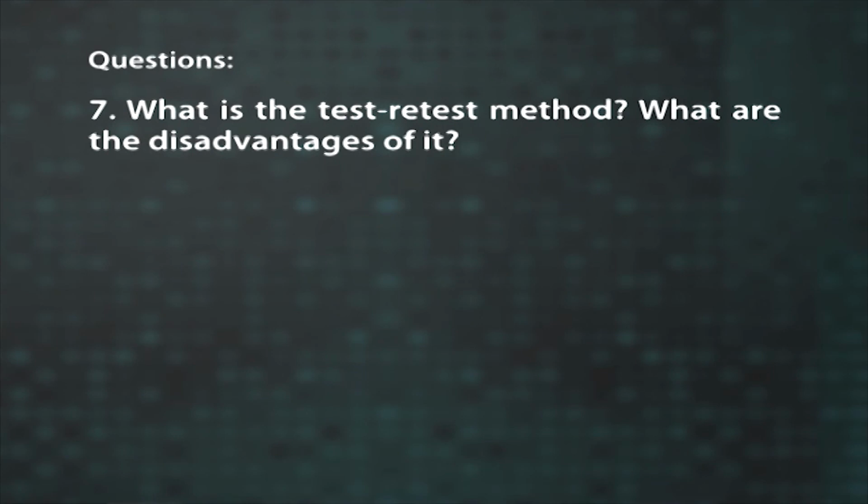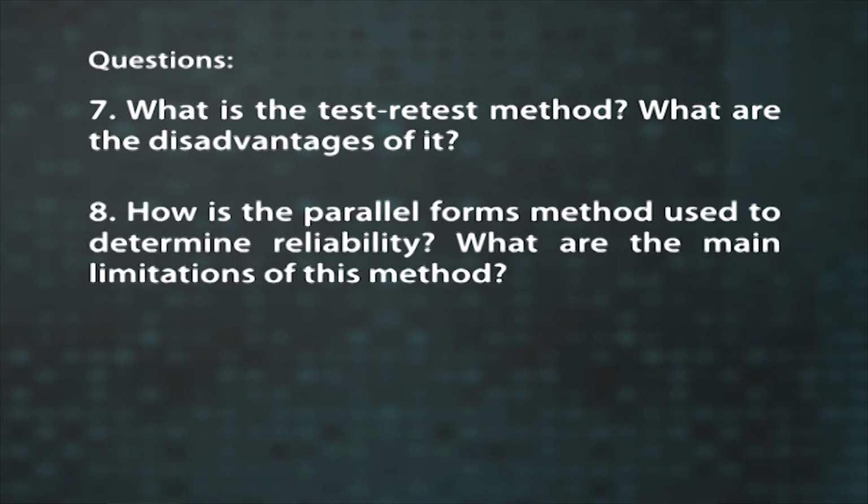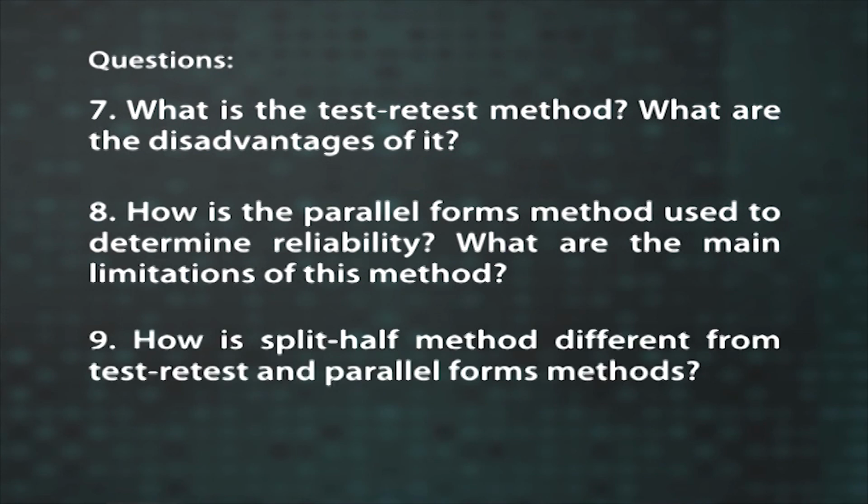What is the test retest method? What are the disadvantages of it? How is the parallel forms method used to determine reliability? What are the main limitations of this method? How is split half method different from test retest and parallel forms methods?